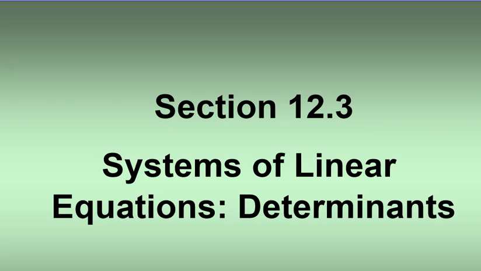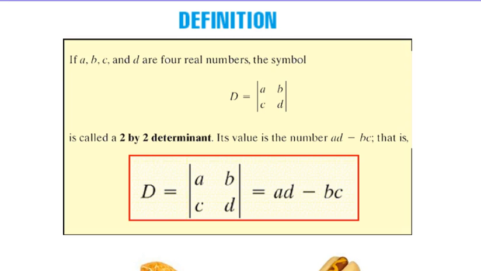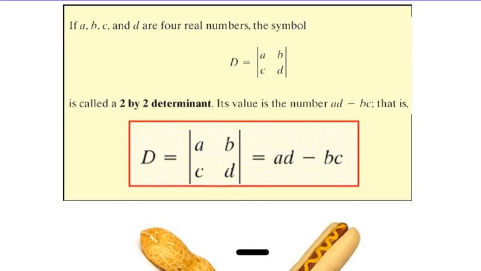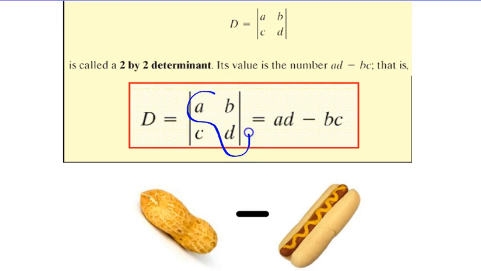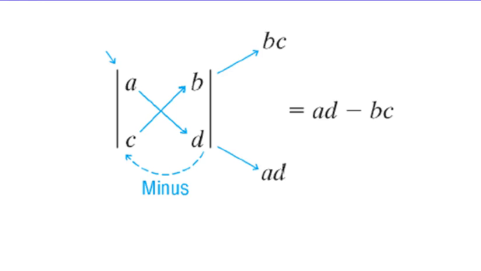Today we're going to be looking at determinants. We're going to start with a simple determinant, a 2 by 2 determinant. I call it the peanut minus the hot dog lesson. This kind of looks like a peanut, but it's this diagonal minus that diagonal. So the definition is AD minus CB.